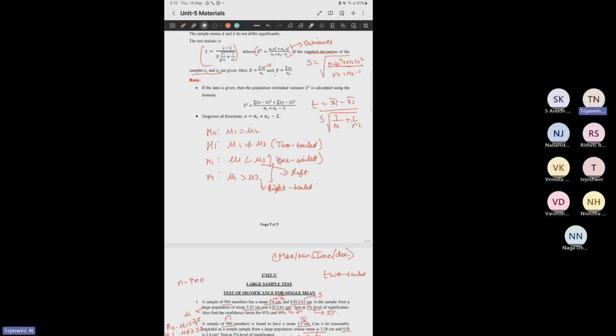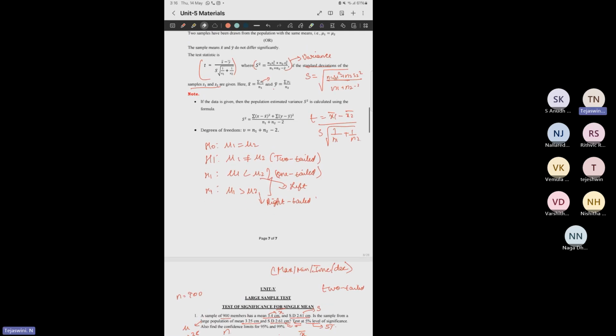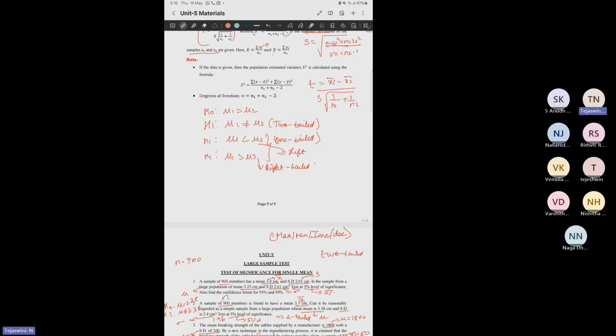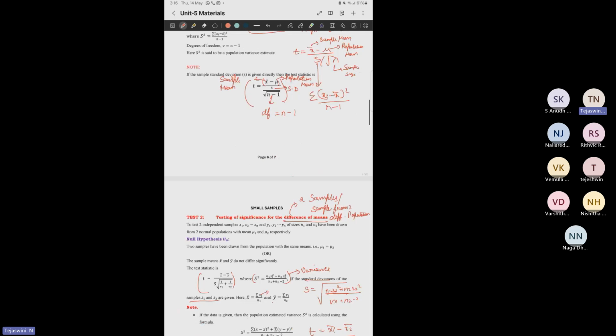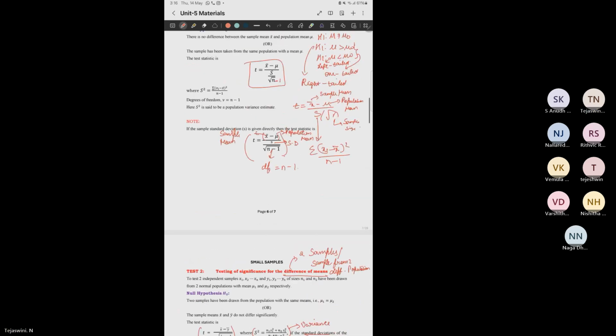I think it is root n. It is given in... one minute, I'll check again. Okay, my bad. It is root n minus 1. Sorry, I wrote it incorrectly. Thank you. It is root of n minus 1. It is given n minus 1. One minute, I'll check it.